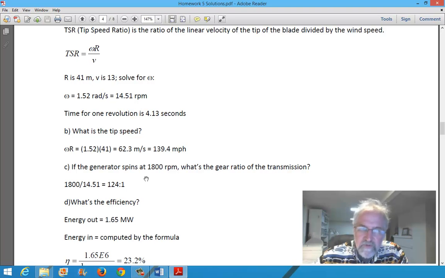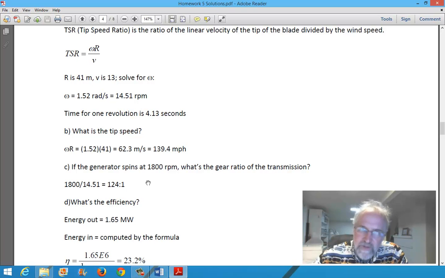Part C, real straightforward. The rotors turn 14.5 RPM. The generator's got to turn at 1800 RPM. Just do the math: 124 to 1. And again, the point of this problem isn't to test your ability to do analysis, it's to drive home what these machines do. So that gearbox has over 100-to-1 gear ratio.